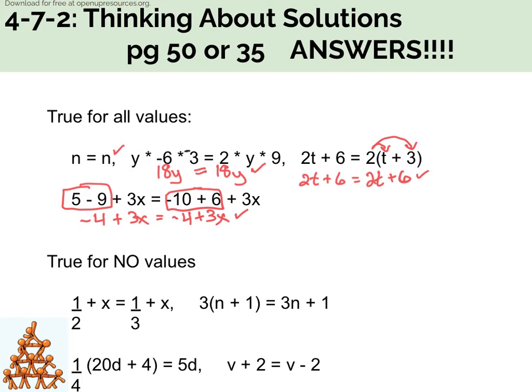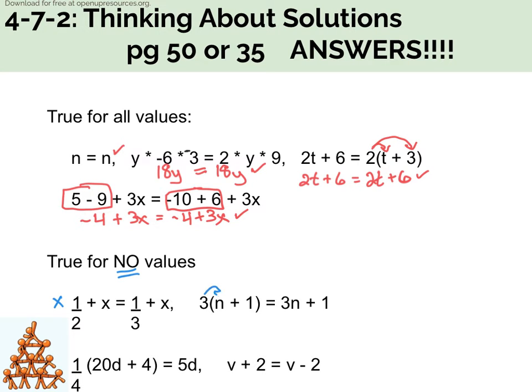Let's look at the true for no values. Is 1/2 plus x equal to 1/3 plus x? Are both of these sides the same? They are not. So this is true for no values because it is not true. So not true, no values.